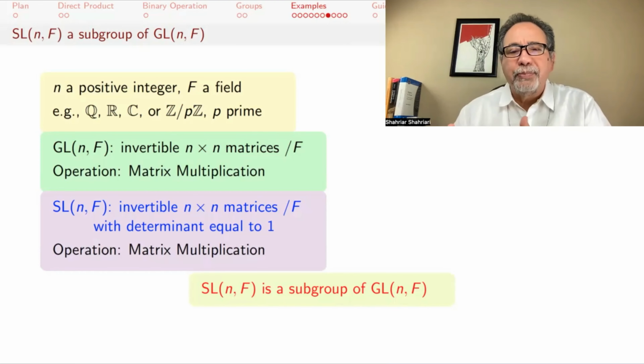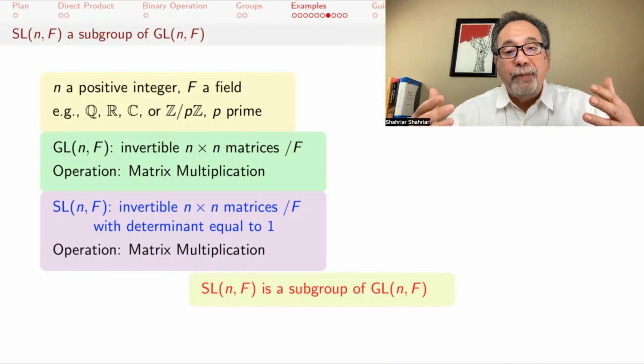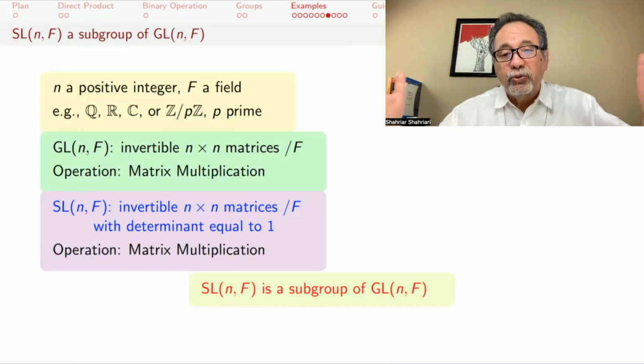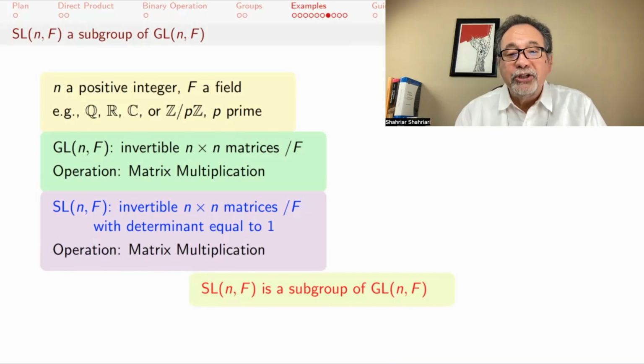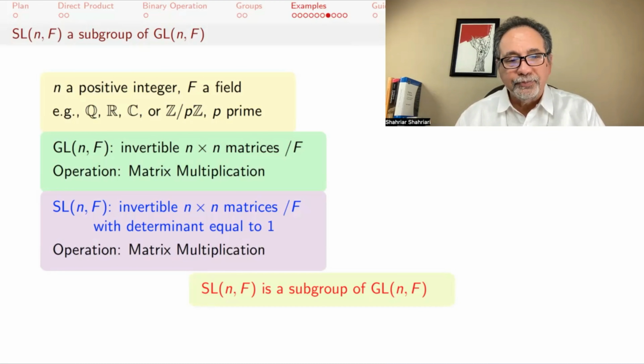A subgroup of something means that you're a group, but you're sitting inside a bigger group with the same operation. It's just some of the elements of the bigger group that themselves form a group. When you multiply two invertible matrices whose determinant is 1, you still get another matrix whose determinant is 1. So you have closure, you still have associativity, the identity is in here, and inverses are in here. If you have a matrix whose determinant is 1, it's invertible, and its inverse will also have determinant 1. This is another good example of a group.